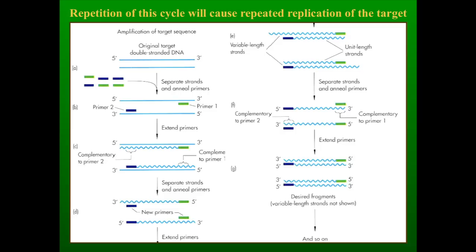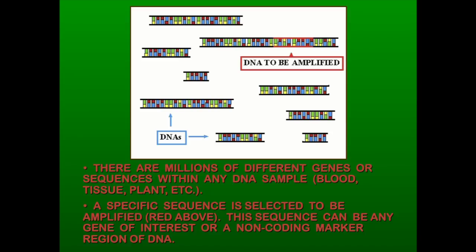But then after that is extended through its complementarity, the heating then reoccurs, and that double-stranded copy is separated again into two other unique strands of DNA, and the copying then continues.